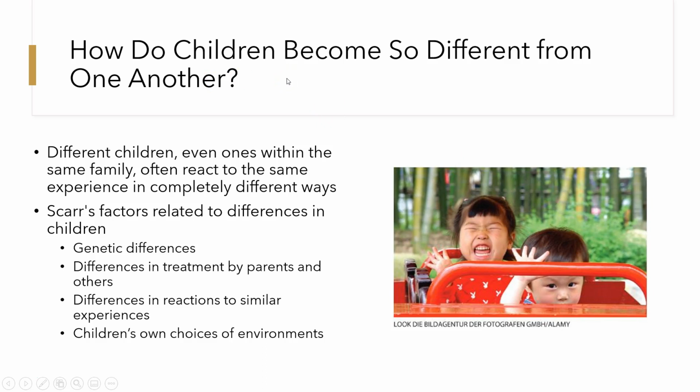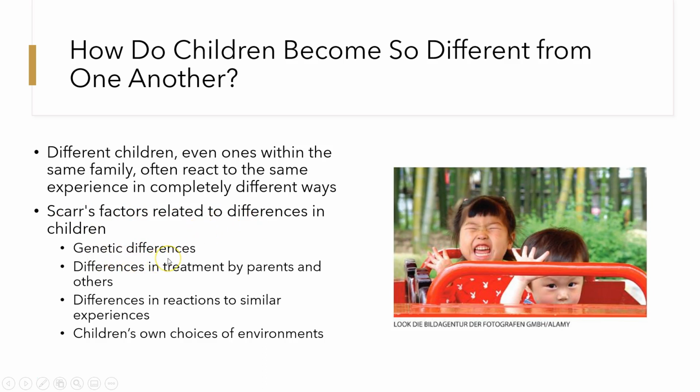One of the other big questions, how do children become so different from one another? Well, different children, even ones within the same family, often react to the same experience in very different ways. Here we've got somebody who is having a lot of fun, I think that's what that looks like to me, and someone who's not so sure, right? You think about if you have two siblings with very different personalities. And so research by Scarr shows that factors related to differences in children are genetic differences.